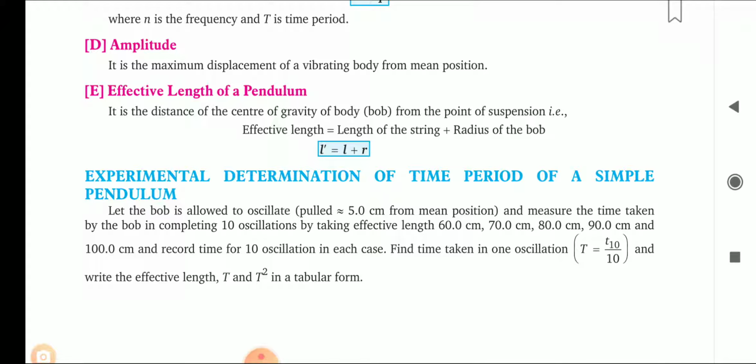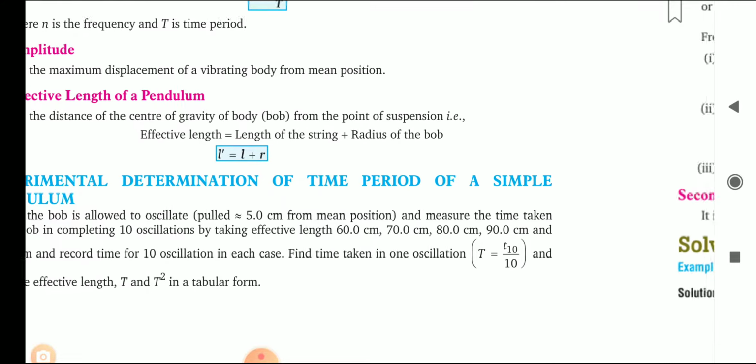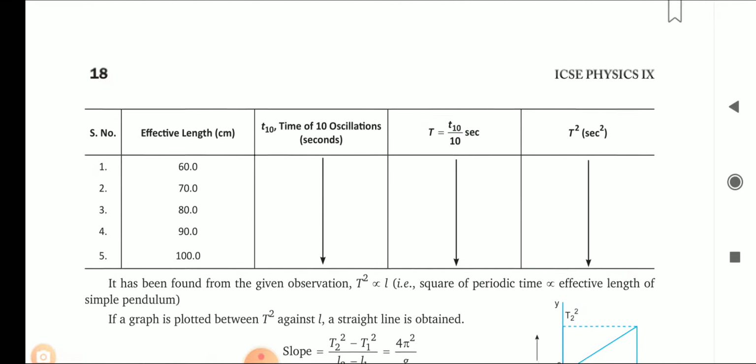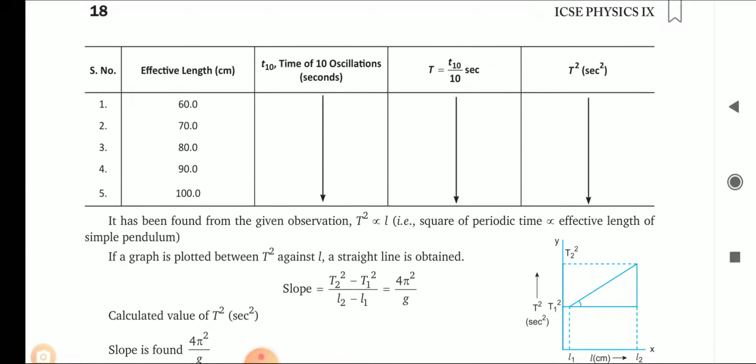Okay. So, experimental determination of the time period of a simple pendulum. These experiments we will do in the lab. I will just tell you some basics of this one. In this way you will make an observation table inside your lab manual, inside your practical workbook.